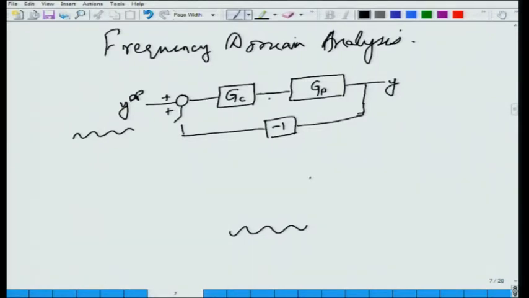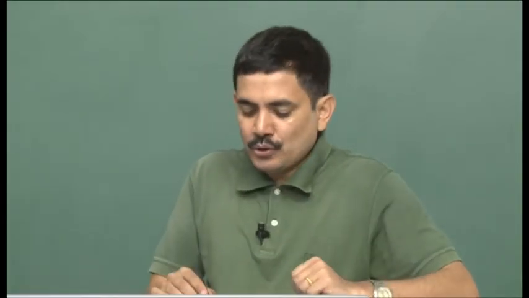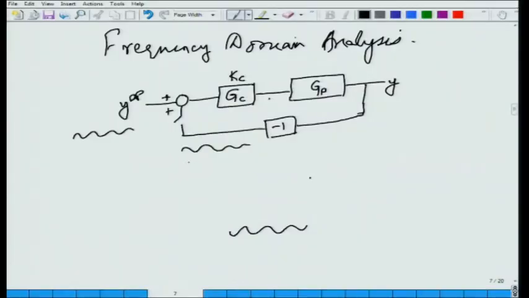So if my set point signal is moving as a sine wave, I will get a sine wave here. Its amplitude will be different and it will have a phase shift. Now let us say this G c is again a proportional controller. If I start cranking up Kc, the amplitude of the output sine wave will go up. This sine wave will start becoming bigger and bigger as Kc is increased. Also, the phase shift will change.